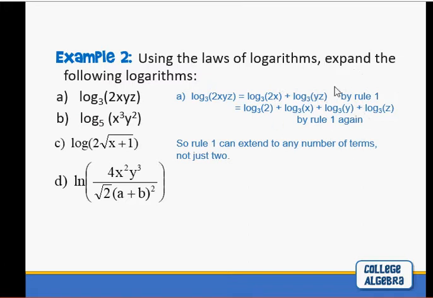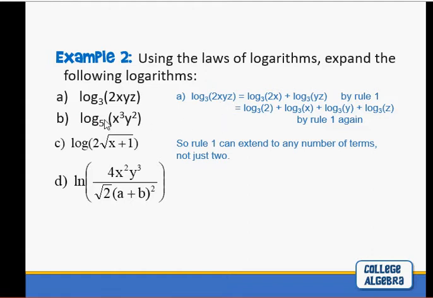Okay? So if you look at it, what happens here is I can extend rule 1, and it doesn't matter if I'm multiplying 2 things or 100 things, I can break it apart into that many logs. So once we see this, there's really no reason to show this middle step. I can break this apart into log base 3 of 2 plus log base 3 of x plus log base 3 of y plus log base 3 of z.